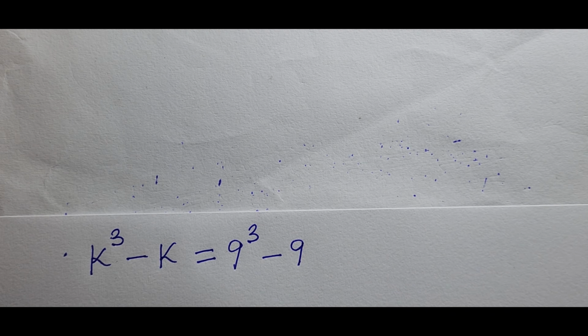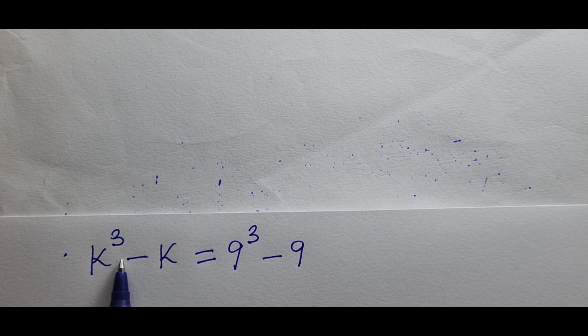Today we have this polynomial equation. It's a special one. The question is k to the power of 3 minus k equals 9 to the power of 3 minus 9.